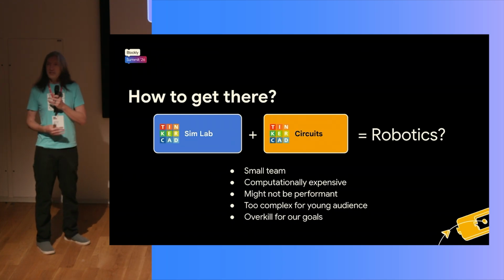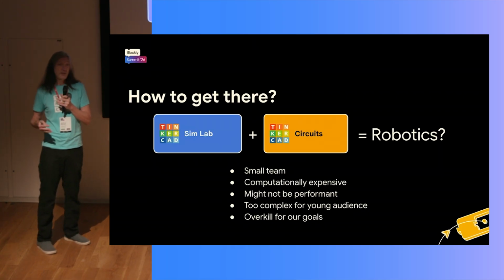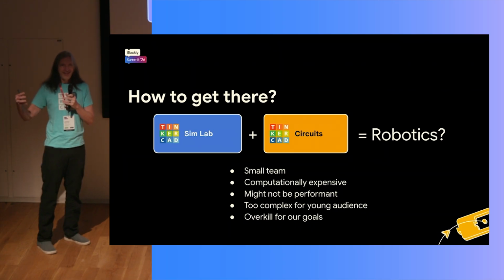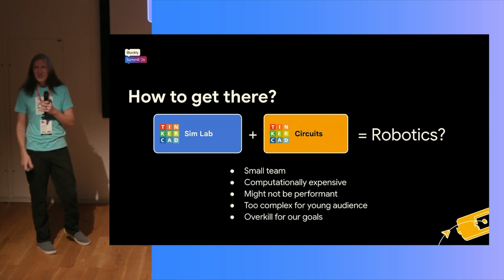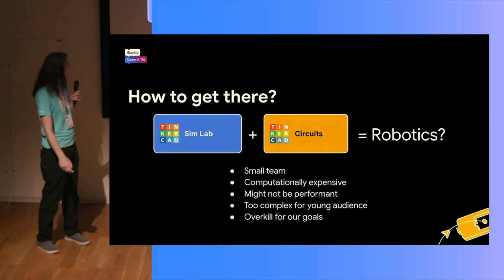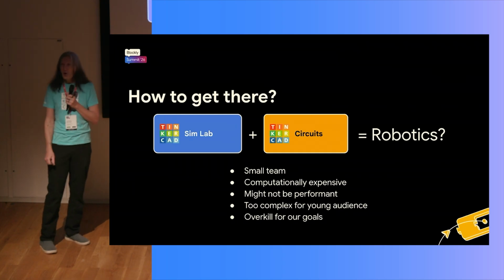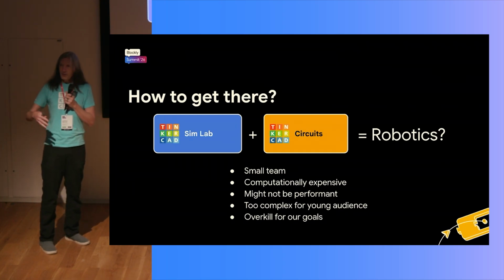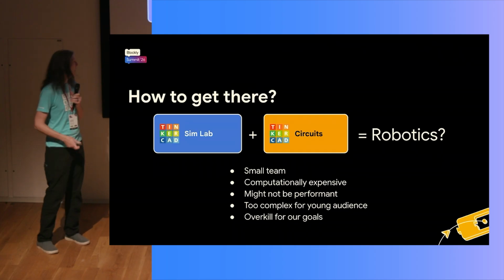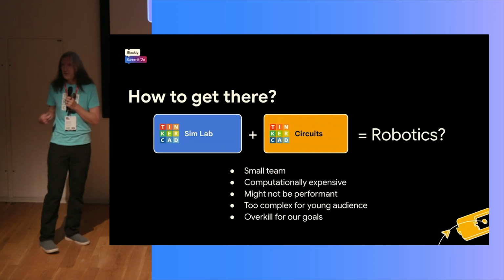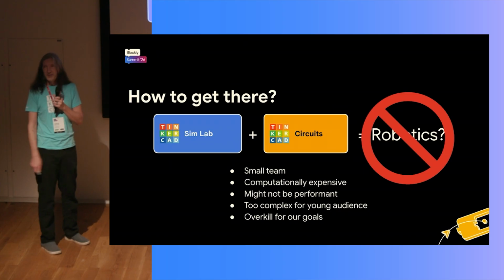Both of these simulators are computationally expensive, even though they've been designed to work on low-end devices like Chromebooks. You take one really optimized simulation environment and another one, you add them together, and it may not work as well as you think it might. And that's been my fear, so it might not be performant. Also, by introducing the electronics and making that a necessary part to get to robotics, it's maybe too complex for a younger audience, and it's overkill for our goals. So no, this is not how you get there.